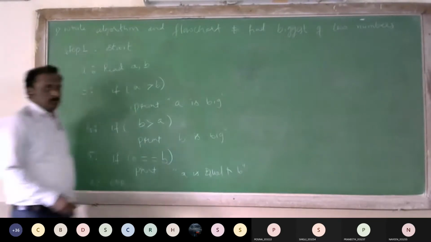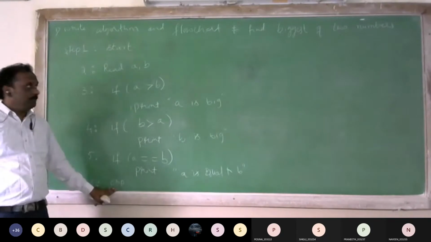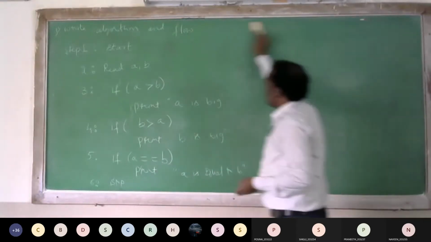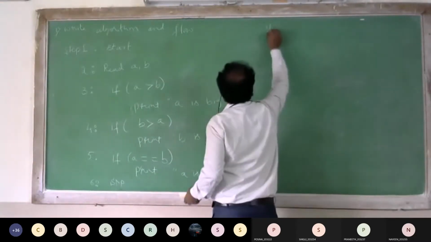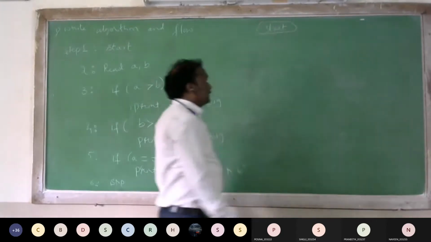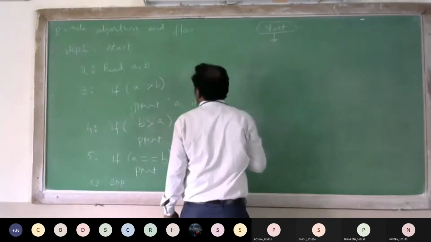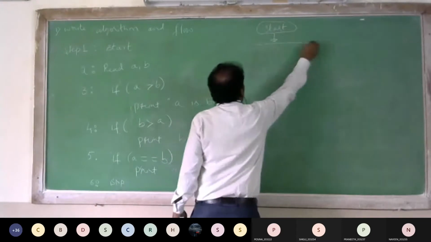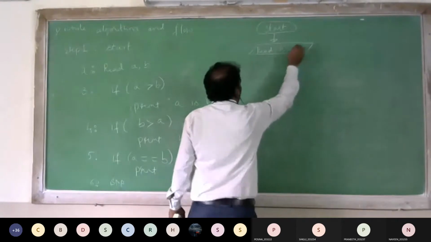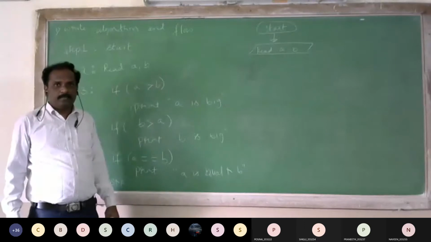Now, we write the flowchart. So what is the first step? First step is always start. Last step is always stop. What is the symbol for flowchart? For start, it is the oval symbol. Next, what is the next step? Read. Read means input. Read A comma B. So for read, we will use the parallelogram.